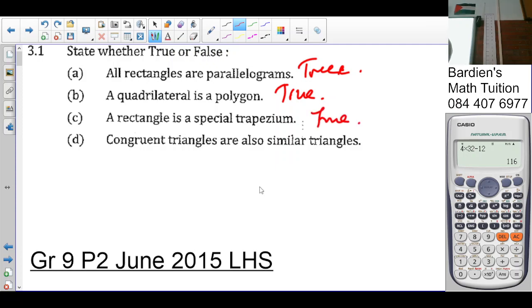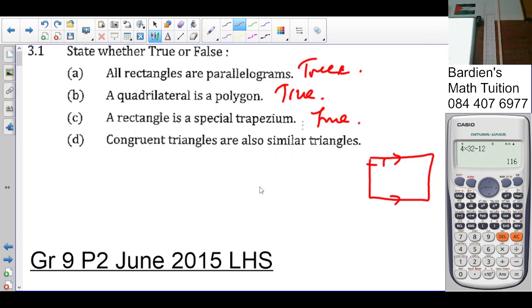A rectangle is a special trapezium. What's a trapezium? One pair of opposite sides are parallel. So if you look at a rectangle, isn't it that the opposite sides are parallel? But the least it could be is that this is the case. So it is then a trapezium.